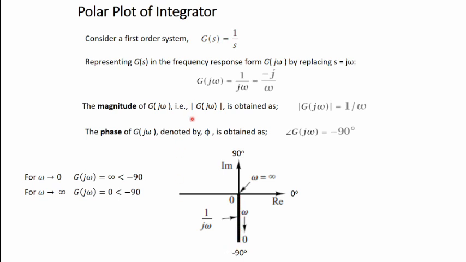So this plot, that is nothing but the plot of magnitude and angle of G(jω) with ω tending from 0 to infinity, is called the polar plot. Okay, so we can also show the direction of the polar plot with ω tending from 0 to infinity like this, up to this particular origin value.